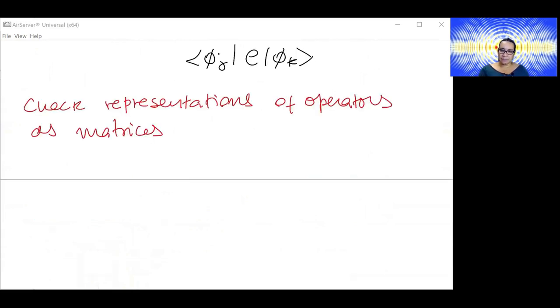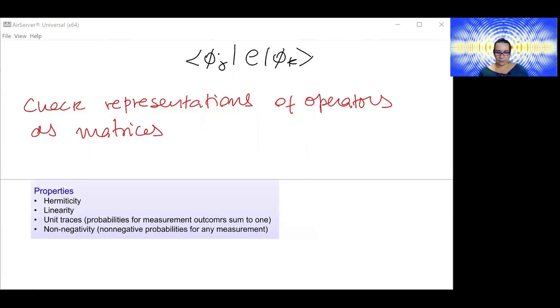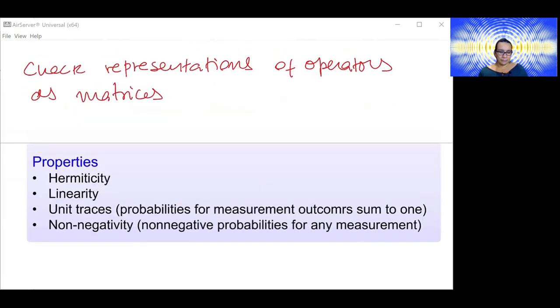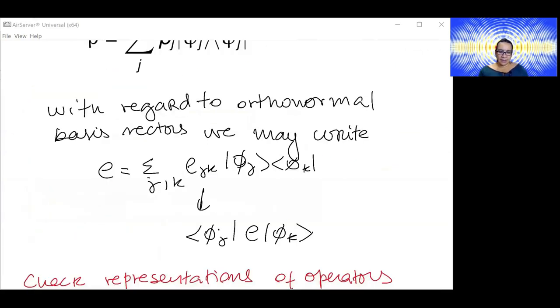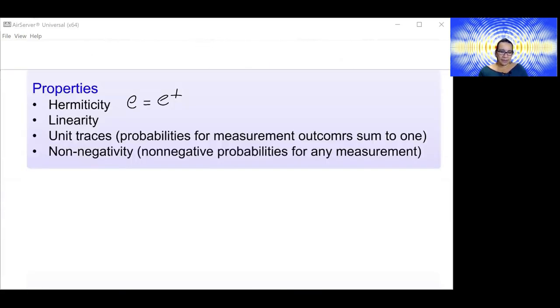which has a lot of properties, and they include hermiticity, which means that rho is equal to rho dagger. Easy to see. Just come here to the top and calculate rho dagger. Now you have also linearity. You have unit trace, because the probabilities for measurement of determining outcomes have to sum to 1. And another consequence of connecting to probabilities is non-negativity, because the probabilities have to be non-negative. So rho is also non-negative.